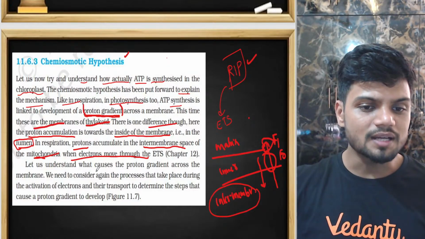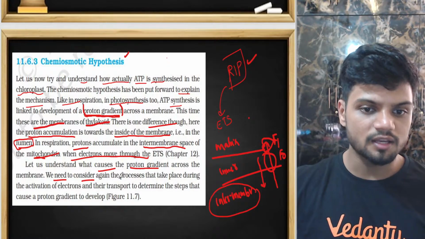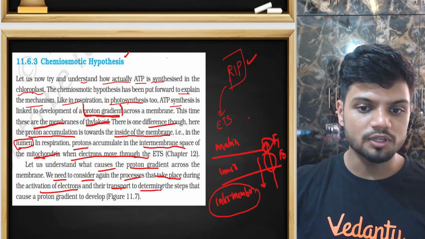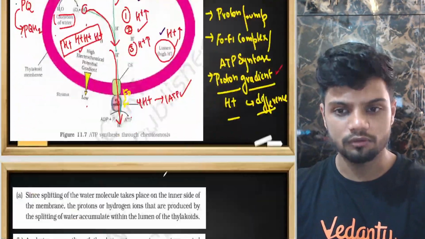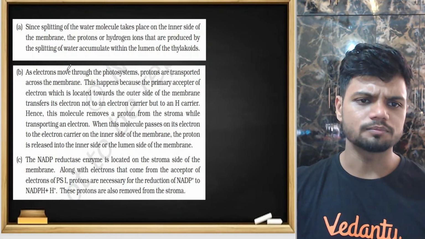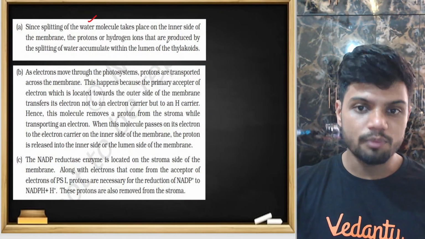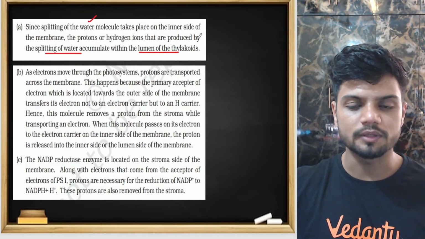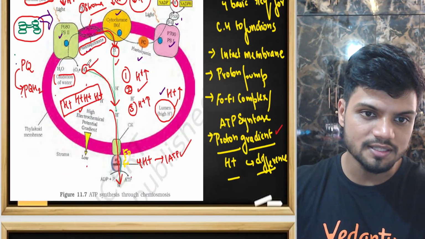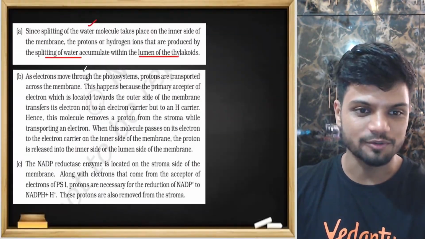Beautiful. Now let us understand what causes the proton gradient across the membrane. We need to consider again the processes that take place during the activation and transport of electrons to determine the steps. All of you know this already, but let's read it. The first method is what? Splitting of water. Splitting of the water molecule takes place on the inner side of the membrane. The protons produced by the splitting of water accumulate within the lumen. I told you, inside the lumen, the H+ concentration is increasing from here. Right.